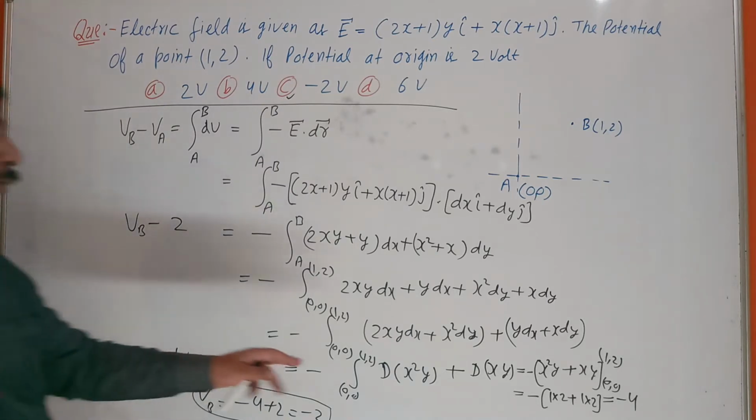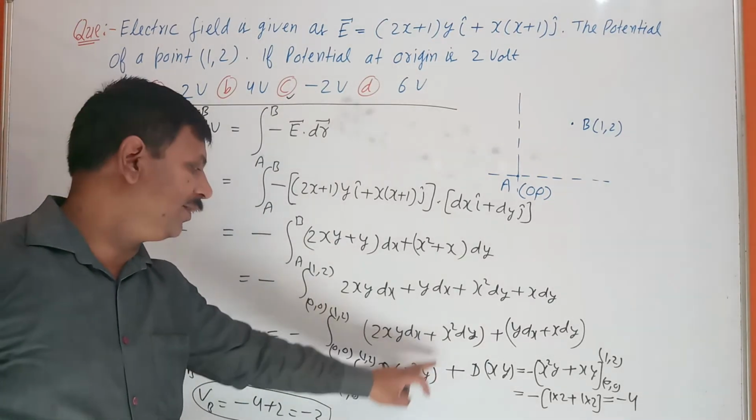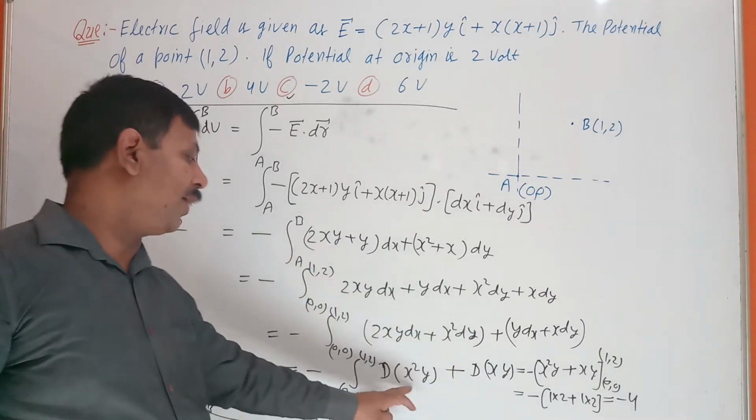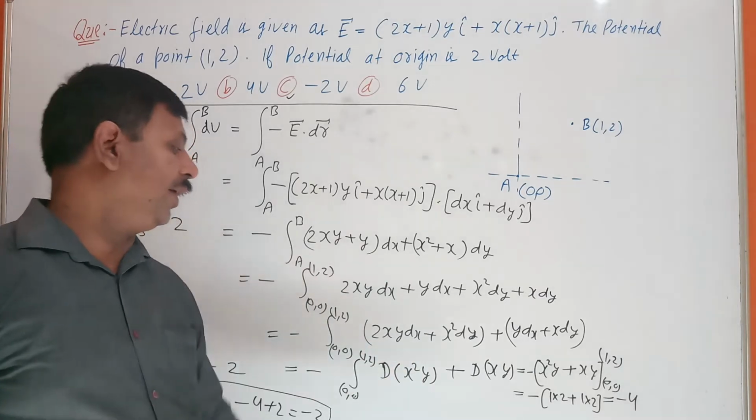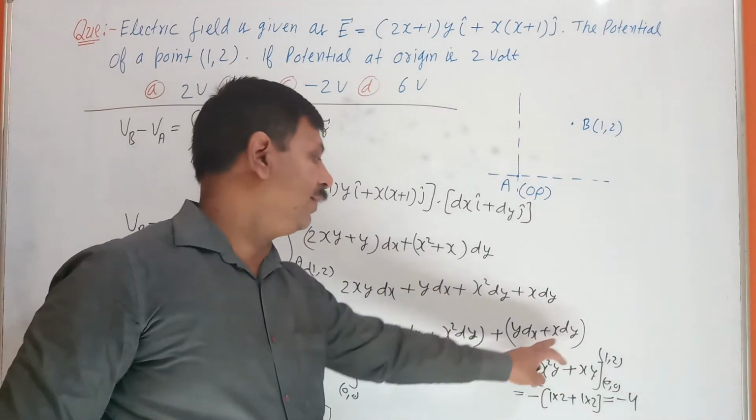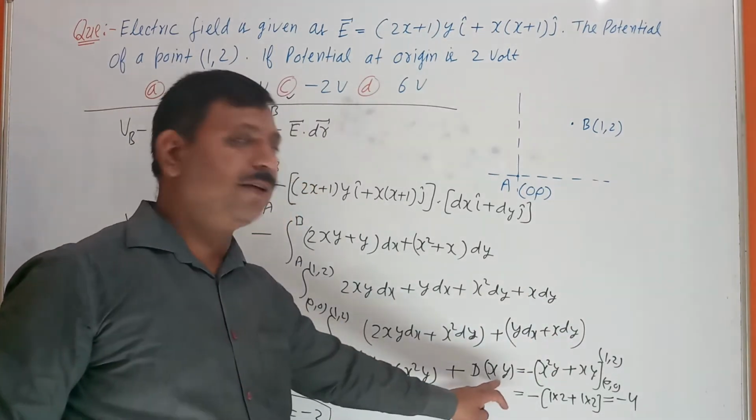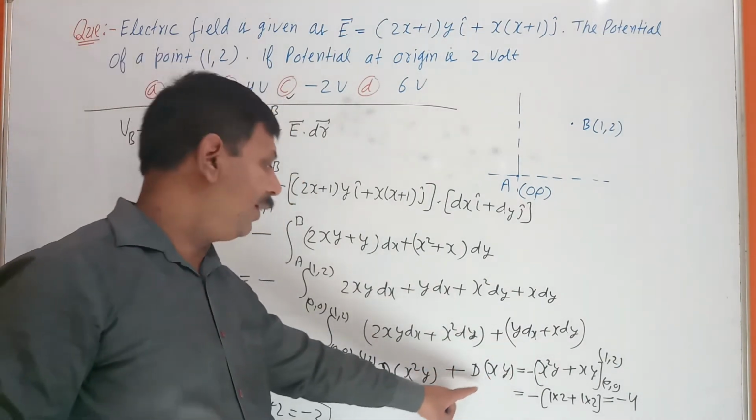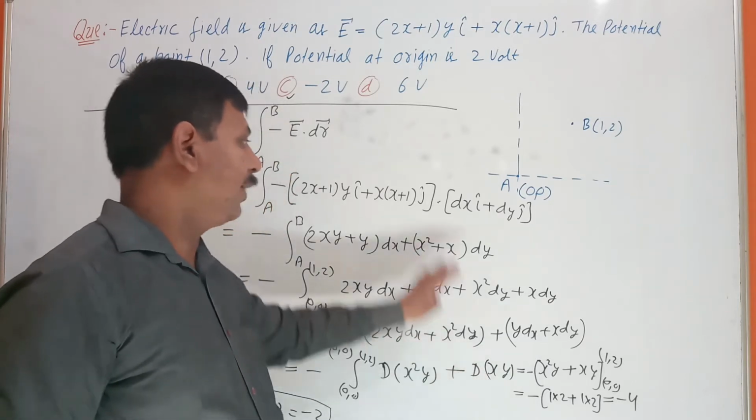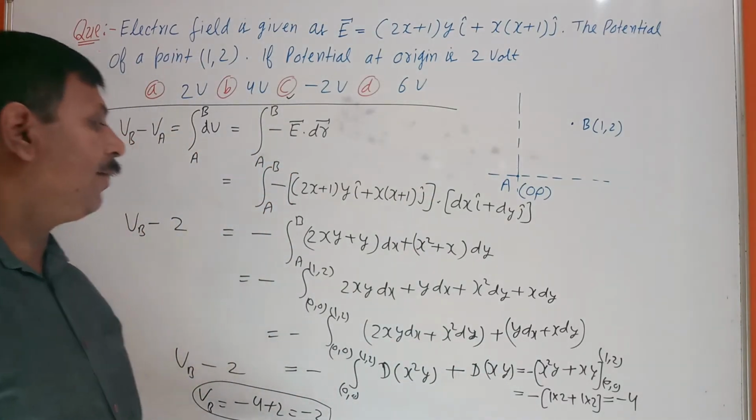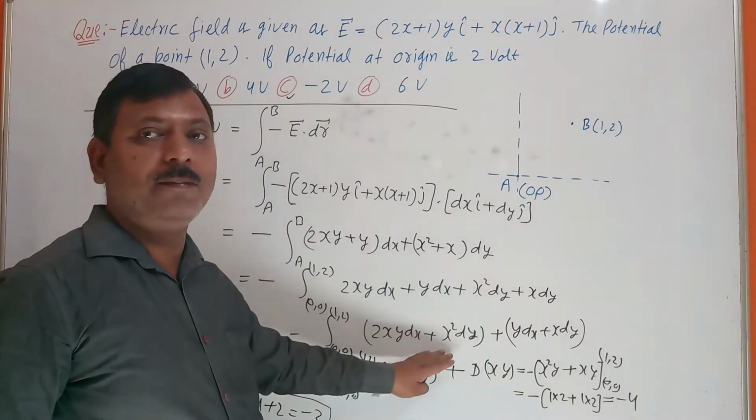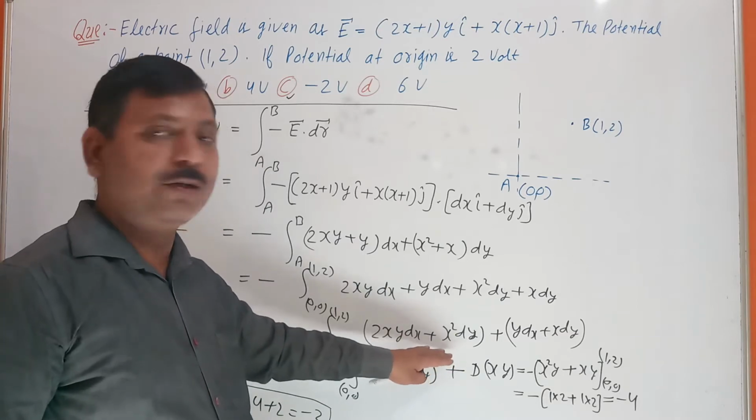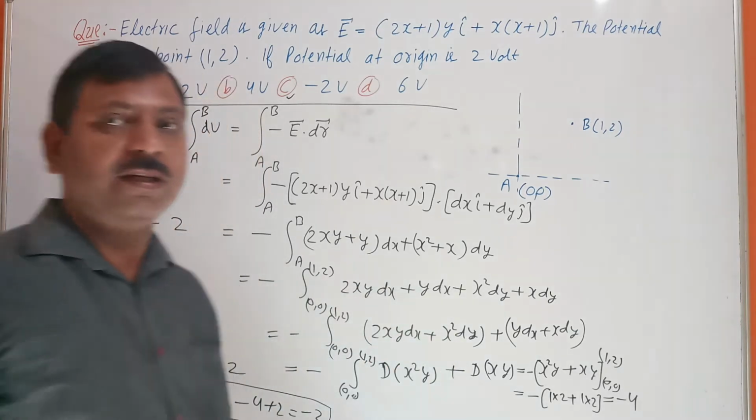So here, the important thing is how we can convert into this differentiation form: 2xy dx plus x square dy is equal to d(x square y), or y dx plus x dy is equal to d(xy). I will explain again how this comes. The result has come, it will be minus 2. How can we convert the multiple function and integrate it? I am going to discuss this.